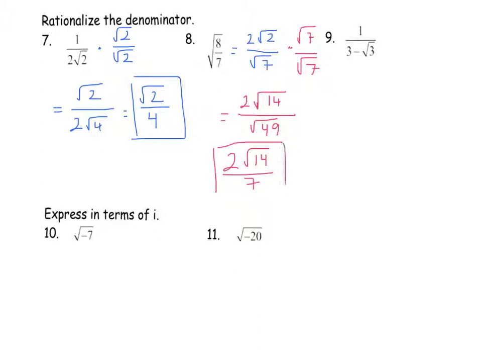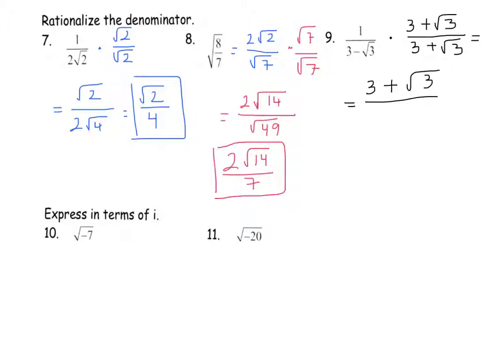So for the last problem on the slide, we need to multiply by the conjugate, which will be 3 plus root 3 over 3 plus the square root of 3. So when I start simplifying, since I only am multiplying by 1, my numerator will just be simply 3 plus root 3. My denominator will be 9 minus 3. So if I simplify the denominator, it's 3 plus root 3 over 6.